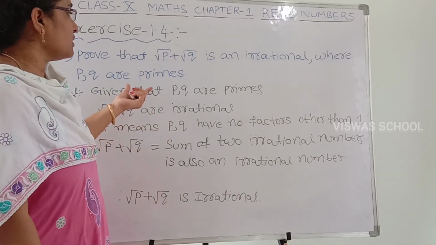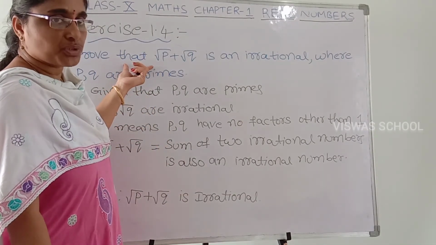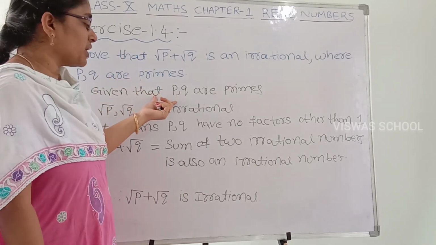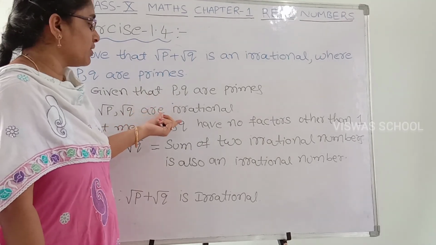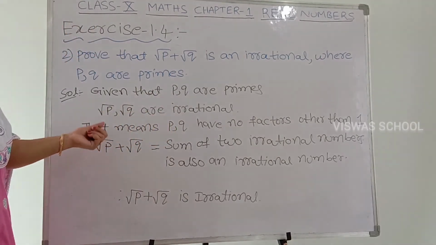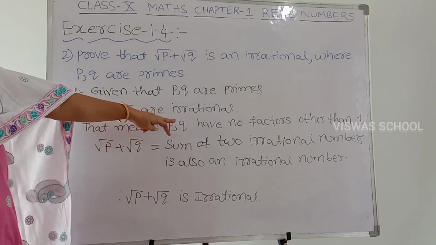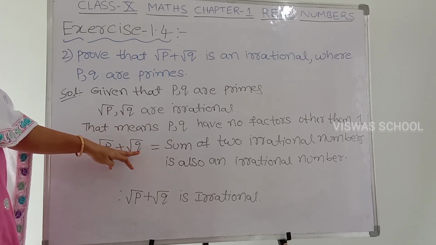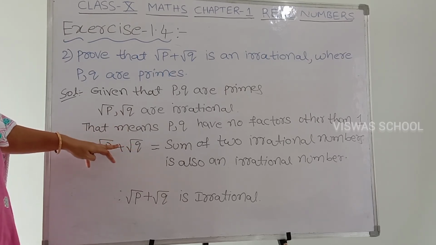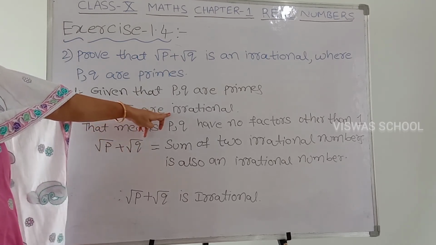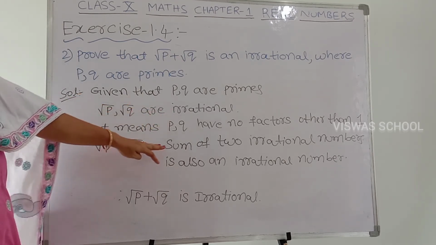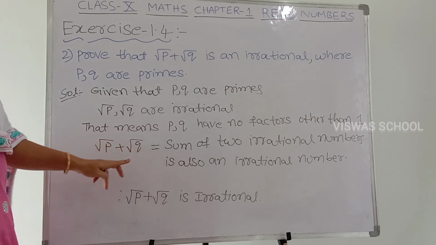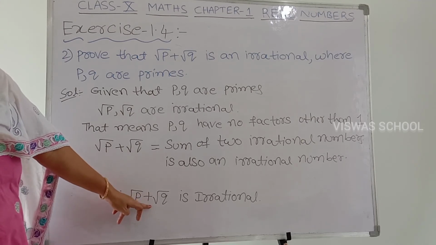Here it is given, we have to prove root P plus root Q is irrational. The condition is P and Q are primes. If P and Q are primes here, root P and root Q are irrational numbers. Why? Here P and Q have no factors other than 1 because P and Q are primes. Then what about root P plus root Q here? These are separately root P and root Q irrational numbers. Then we are adding these two. That is the sum of two irrational numbers. It is also an irrational number. Therefore root P plus root Q is an irrational number.